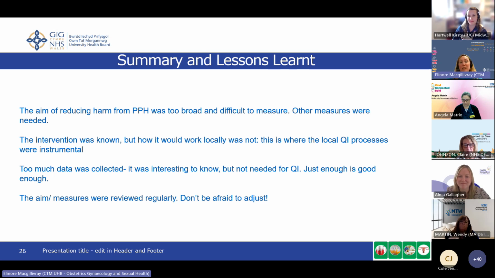And we reviewed those aims and measures regularly, and we tweaked them and adjusted them, and it absolutely did not look the same at the end as it did at the beginning, as should be the case in a QI project. That's a really whistle-stop tour of almost 3 years worth of work.